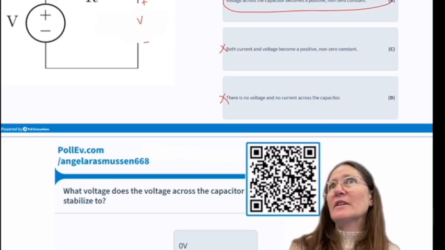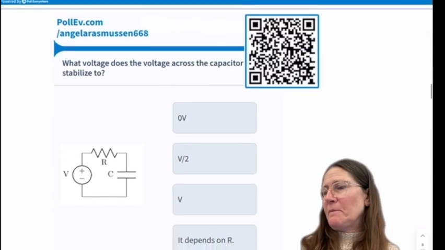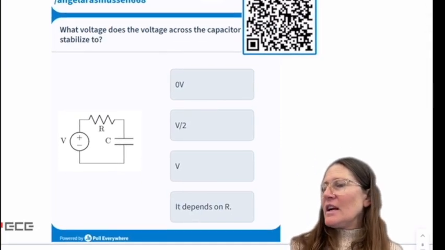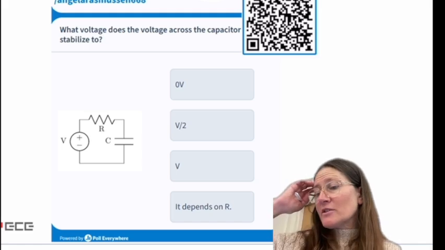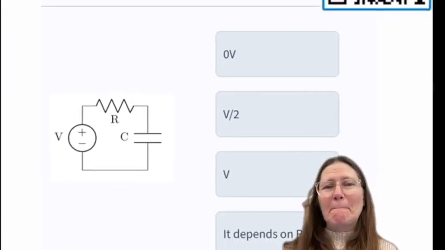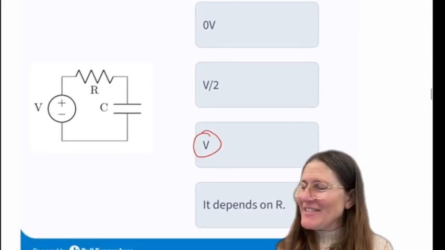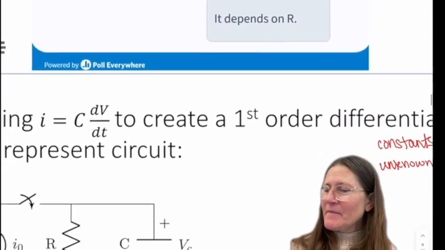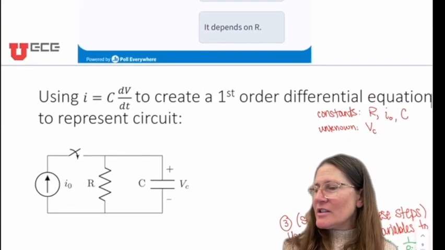All right, does that make sense? Okay. All right, what does the voltage across the capacitor stabilize to? Kind of already gave this away, but okay, V. All right.